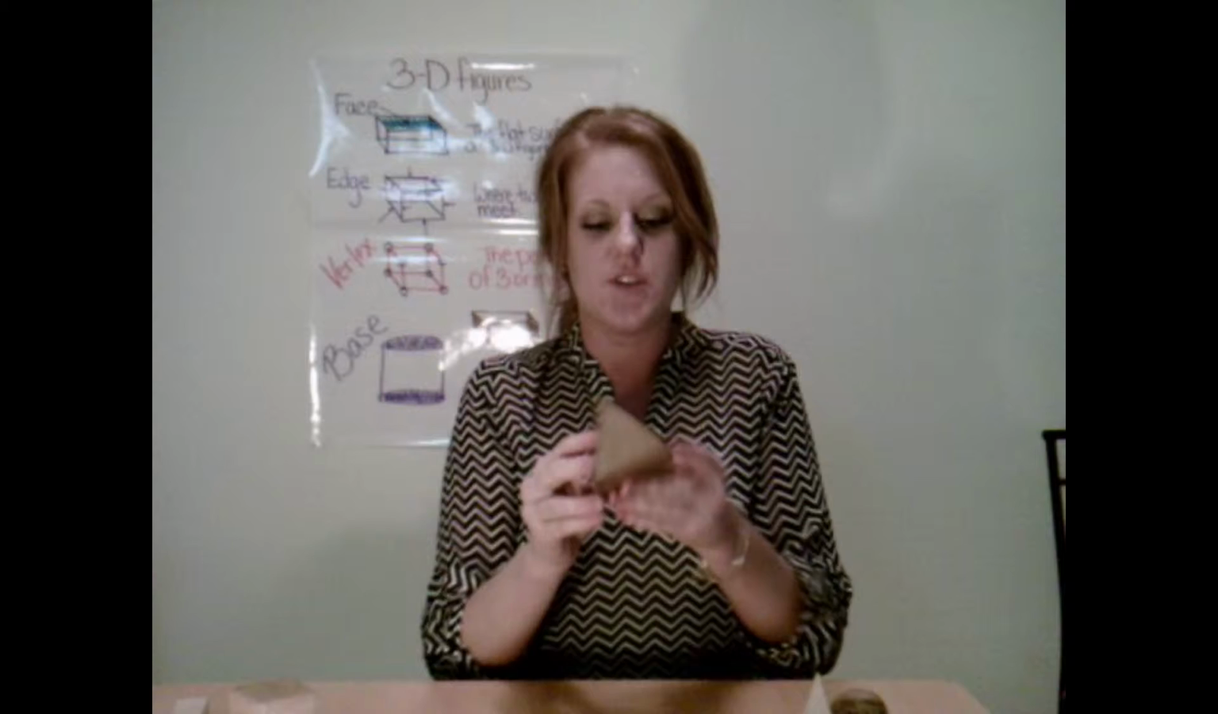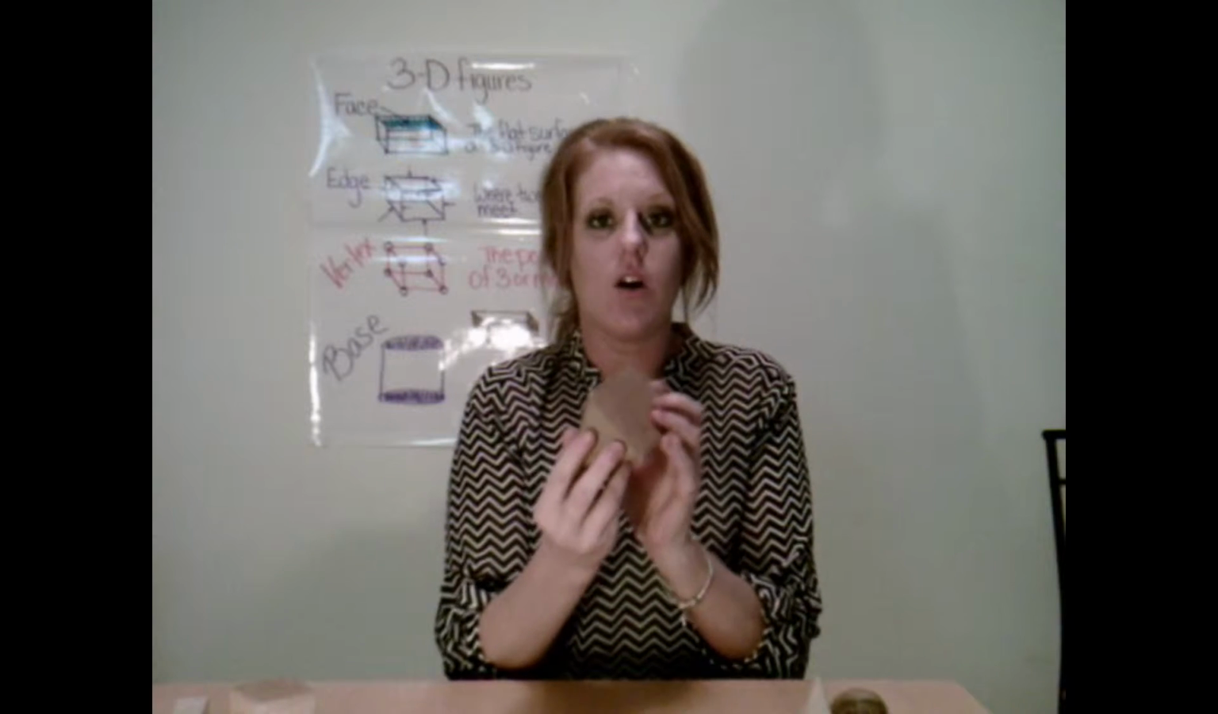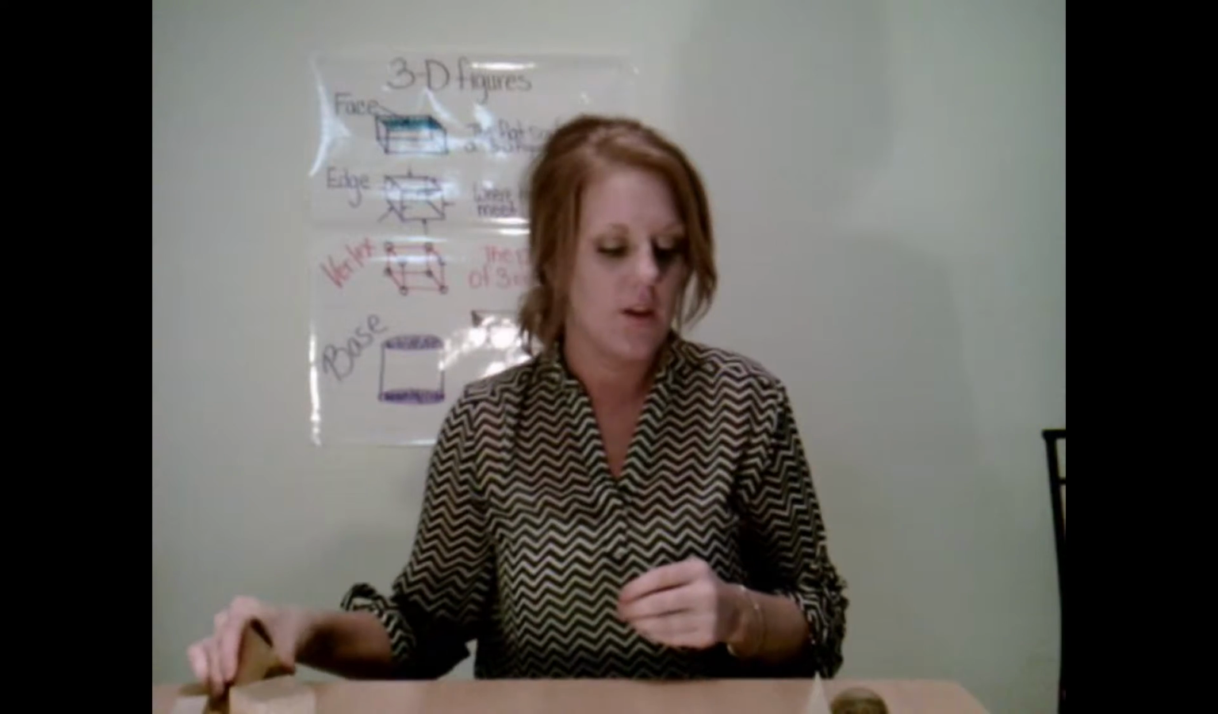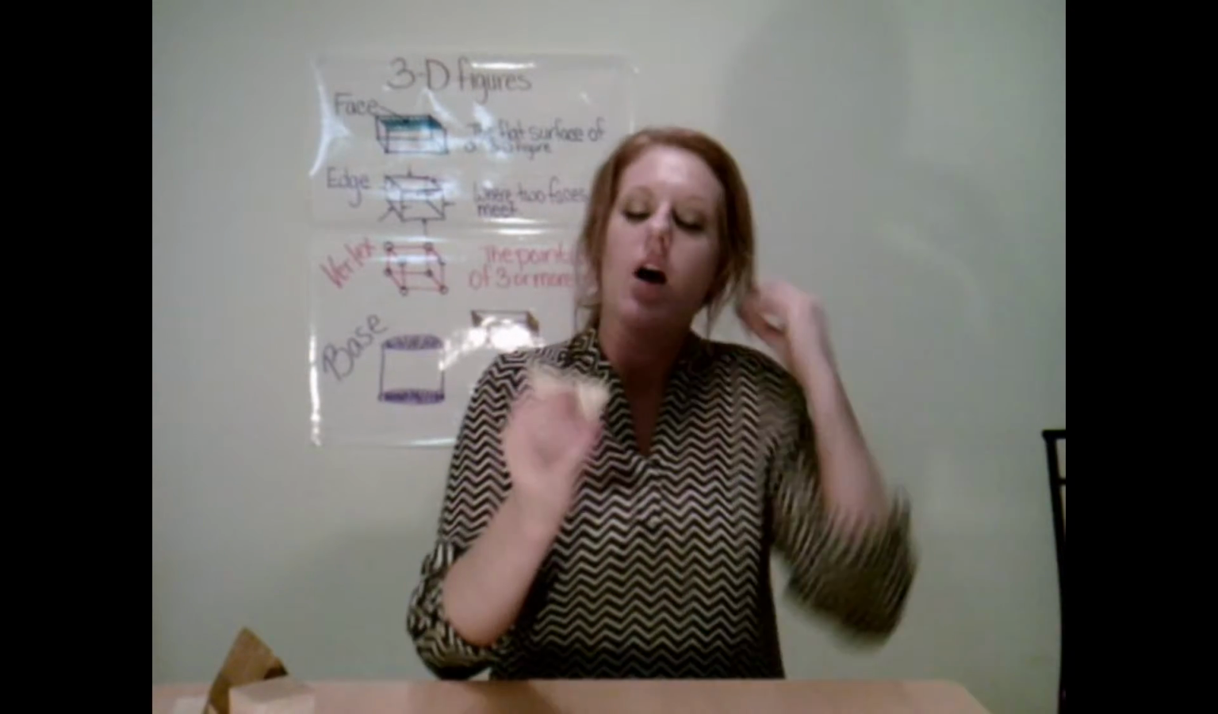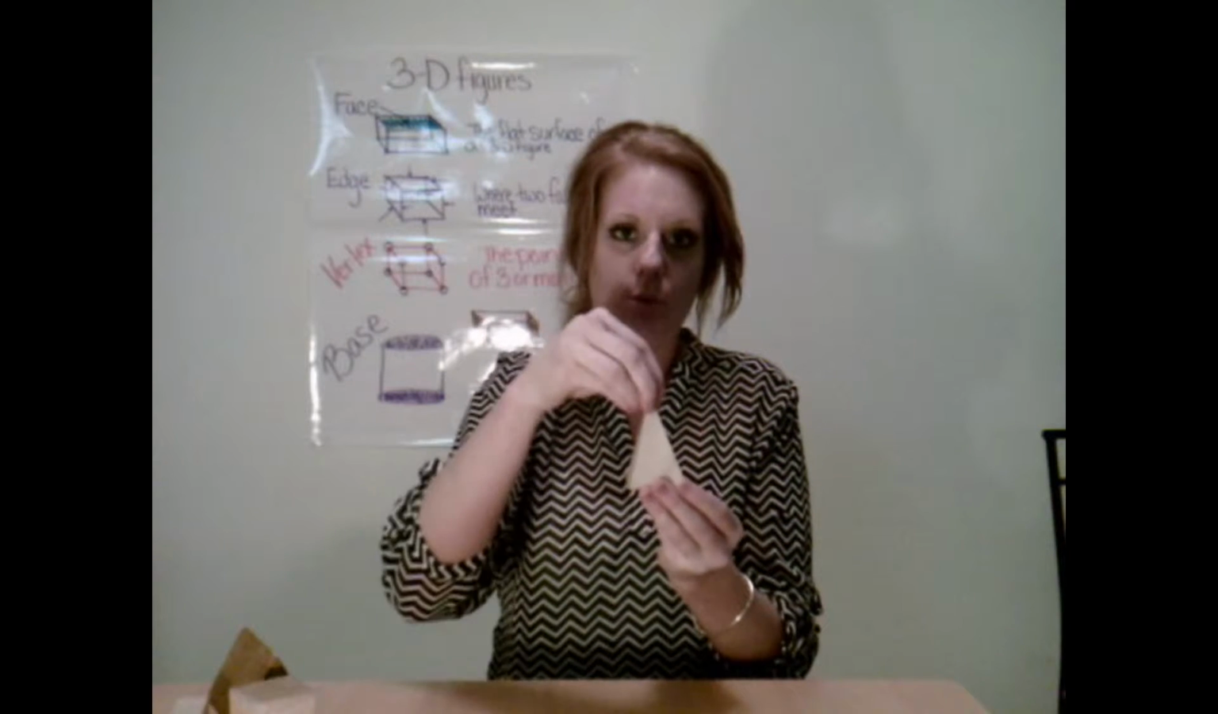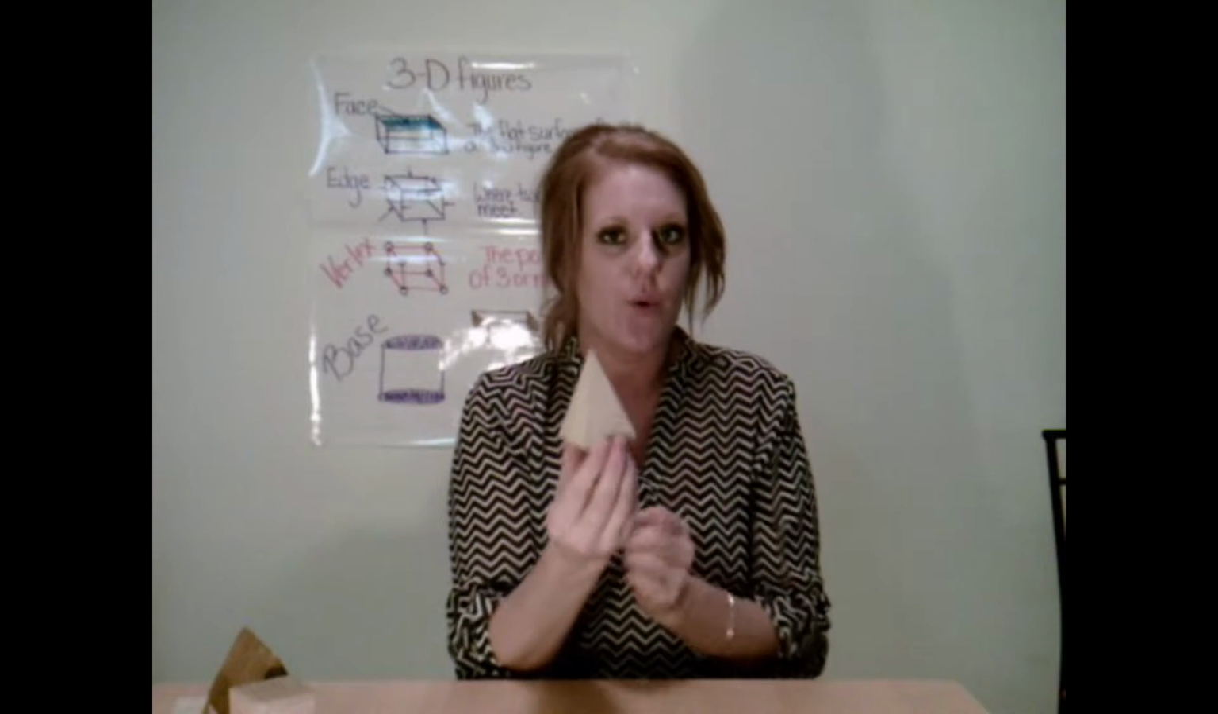Now looking at this object, what is the shape that you see? That's right, a triangle. So that means that we'll call this one a triangular prism. Next, this one can be kind of tricky. At the bottom, we have a square, but at the top, it comes to a point, which we call a square pyramid.